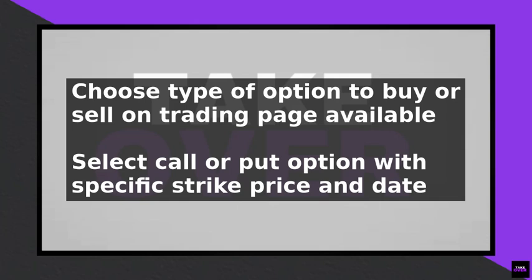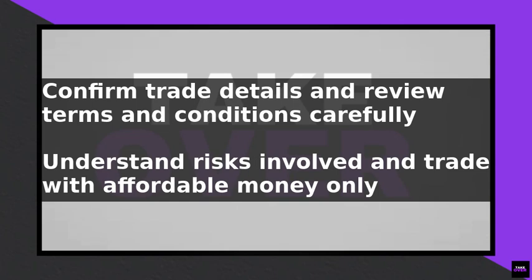After selecting the option you want to buy or sell, you need to set the amount you want to trade. This is the number of options contracts you want to buy or sell. Each options contract on Coinbase represents a specific amount of the underlying cryptocurrency.